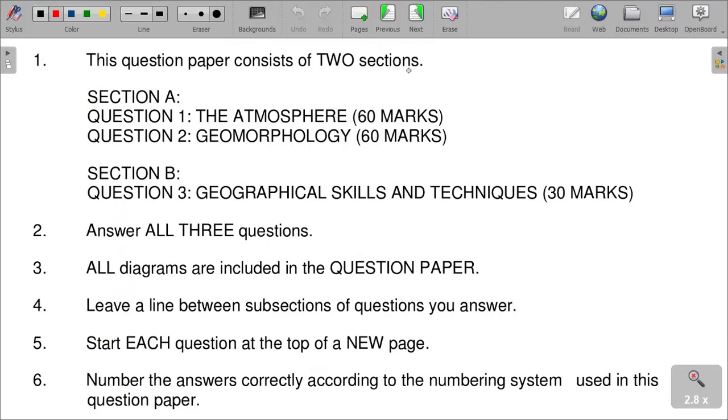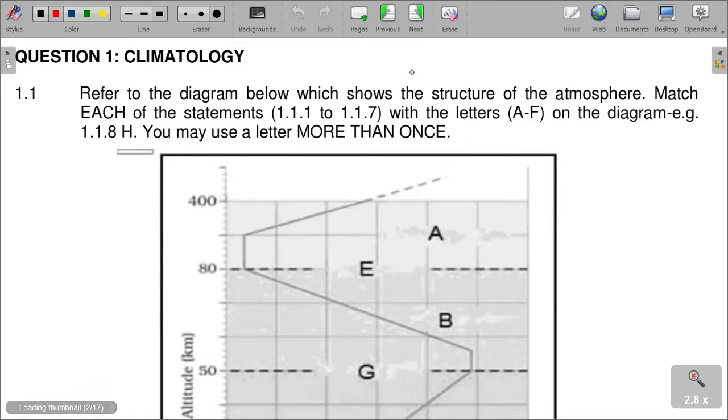I'm sure that you know very well that there are instructions which you should read whenever you go to examination. Instructions are always very important. Please take note of that. And then we go straight to climatology.